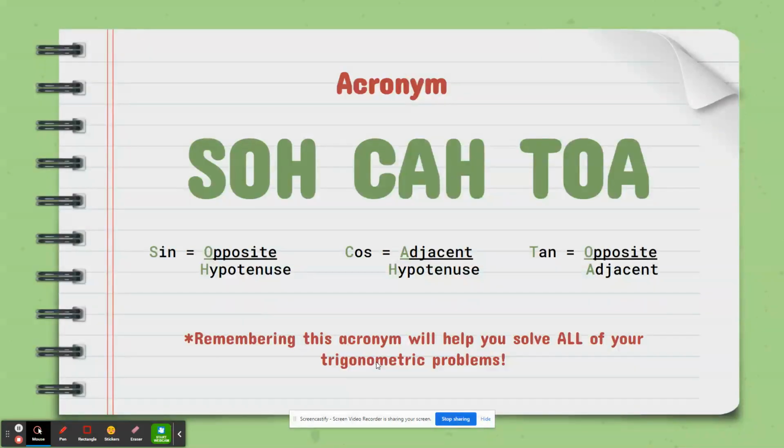Over the years, teachers have developed an acronym to help students remember the order of the ratios. They have come up with SOH CAH TOA. When you read the letters from left to right, you have sine is opposite over hypotenuse, cosine is adjacent over hypotenuse, and tangent is opposite over adjacent. By remembering SOH CAH TOA, this will help you solve for all missing sides and angles of a right triangle.